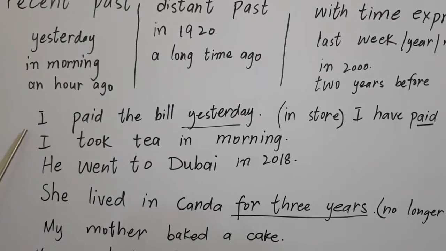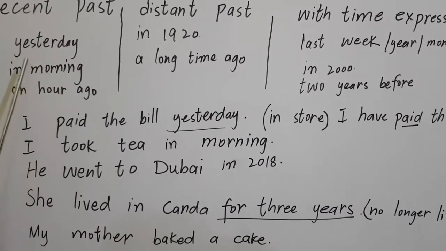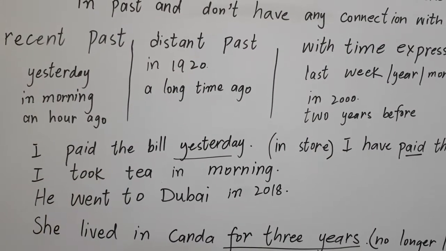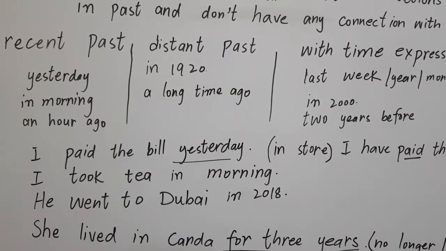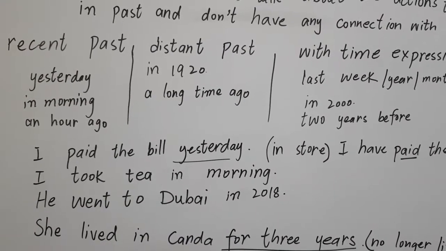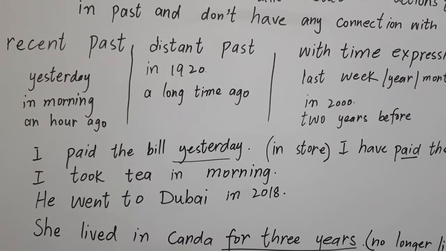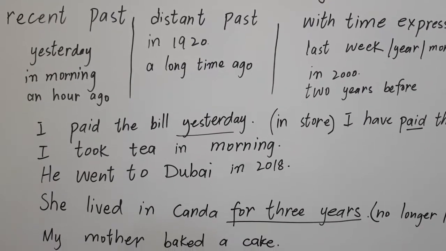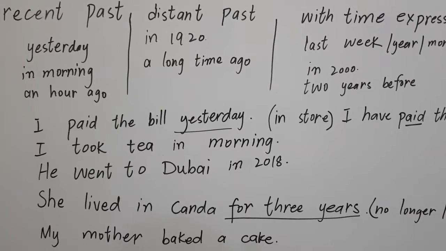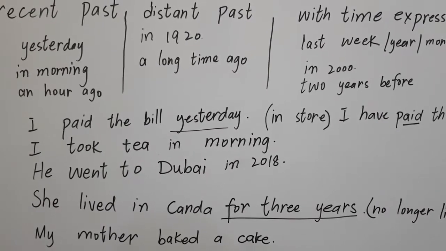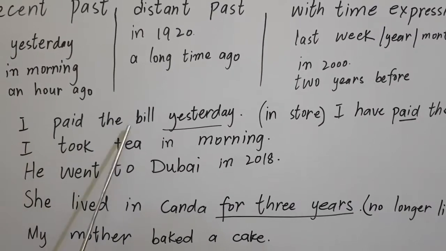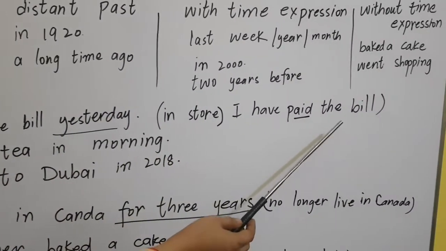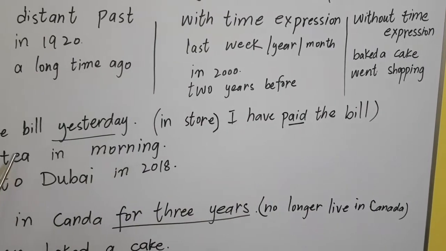I paid the bill yesterday. Here we will say this action took place in the recent past. And while making sentences of past indefinite tense or simple past, we have to focus that we should not make the mistake of mixing these sentences with present perfect tense. Just like if we say: I paid the bill yesterday, and I have paid the bill. So what is the difference here?